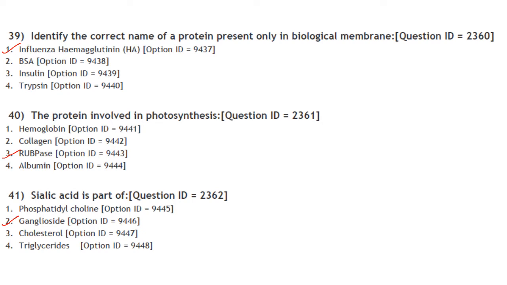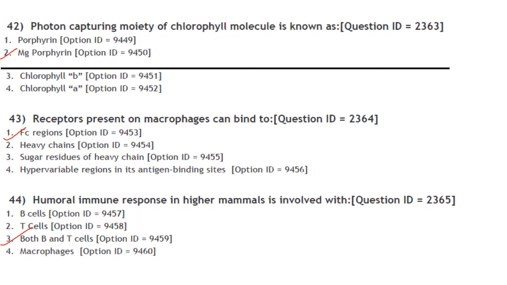The protein involved in photosynthesis, RuBPase. Answer is option 3. Sialic acid is part of ganglioside. The gangliosides are sialic acid containing glycosphingolipids. So answer is option 2. Then photon capturing moiety of chlorophyll molecule is known as Mg porphyrin. Answer is option 2.